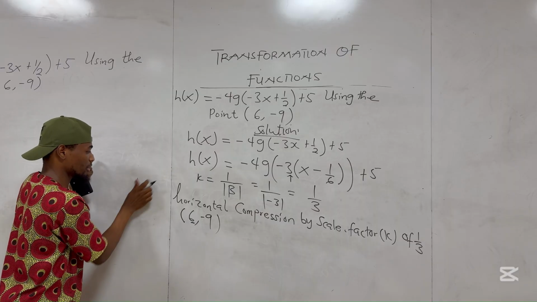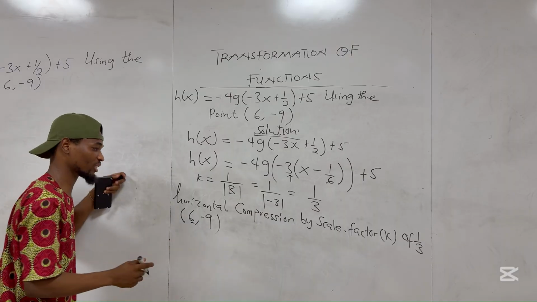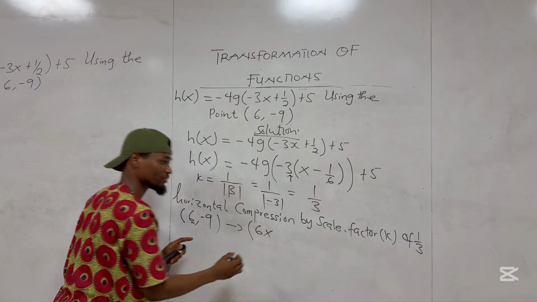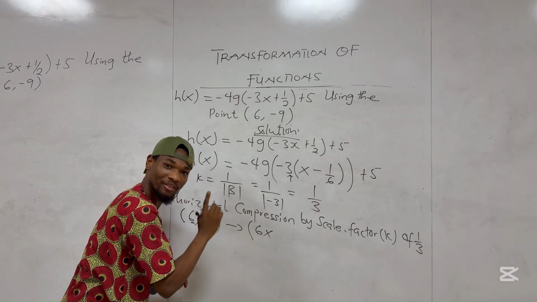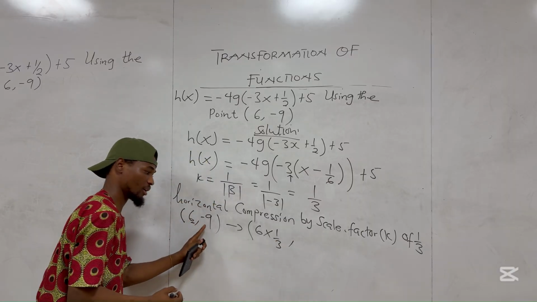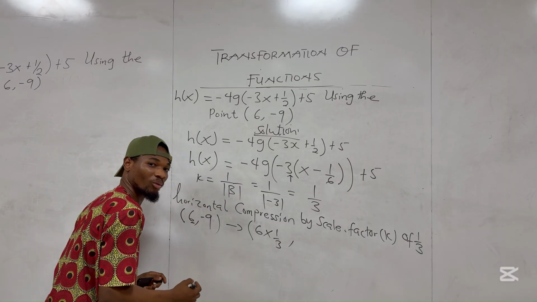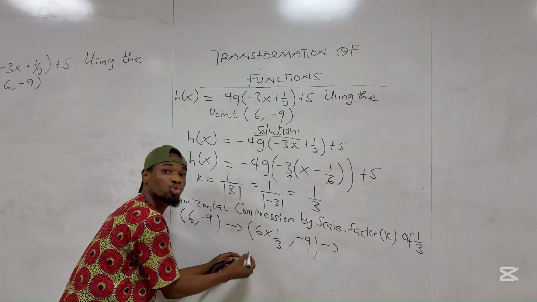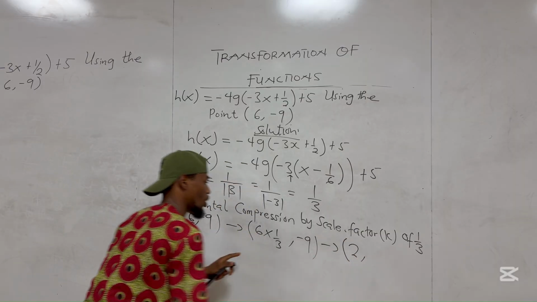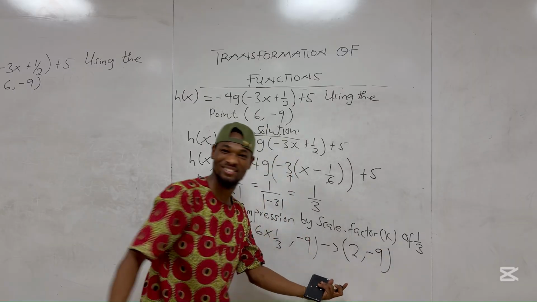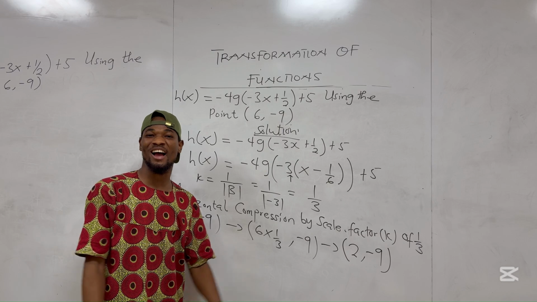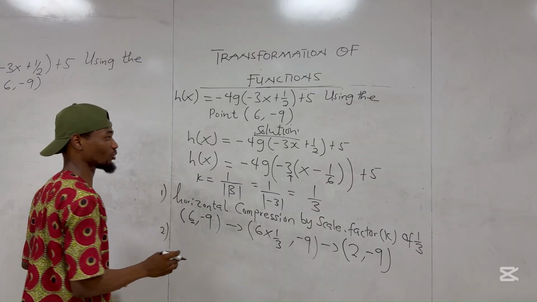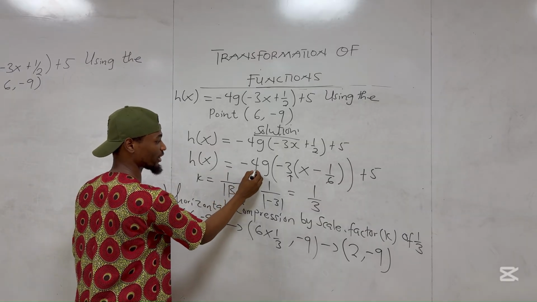So I'll keep my y coordinate constant. So I have 6 over here, compression times the scale factor, which is 1 on 3. Then comma, I'll maintain my y coordinate, which is my negative 9. So 3 divides 6 two times, so I have 2, comma, negative 9. This is the first procedure. So we are done with this.